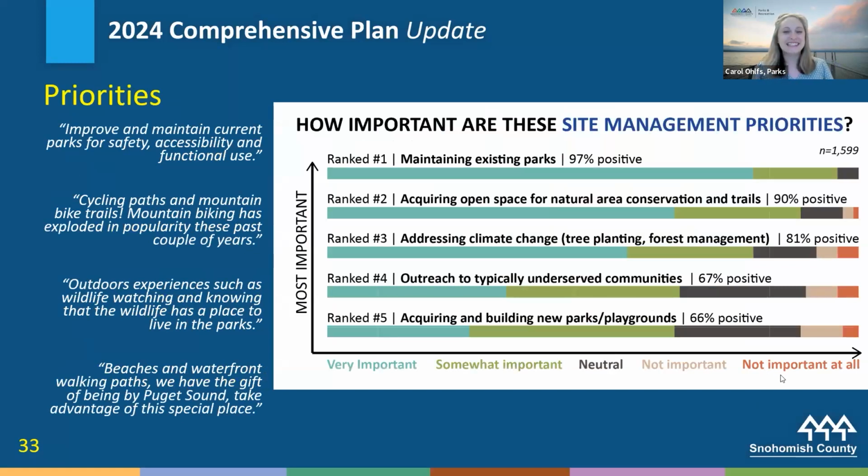When the survey asked to rank park site management priorities, respondents favored priorities that maintain existing parks, acquire open space and natural areas for conservation and trails, and address climate change. Some of the comments that focused the priorities were on cycling paths and mountain bike trails, wildlife viewing and environmental education, and emphasizing the special assets of the Puget Sound through beaches and waterfront access.